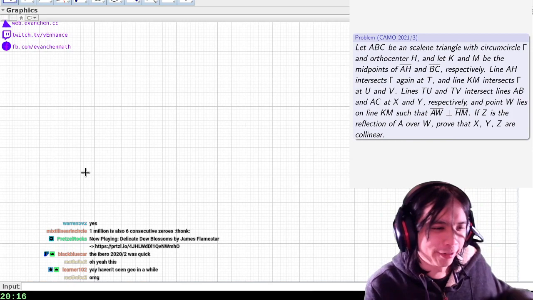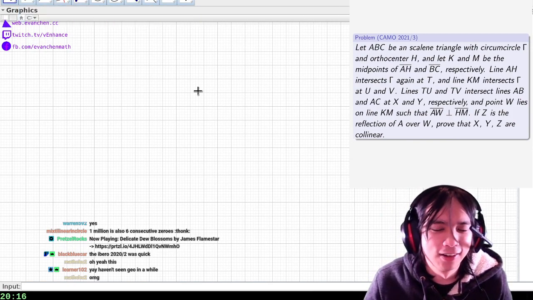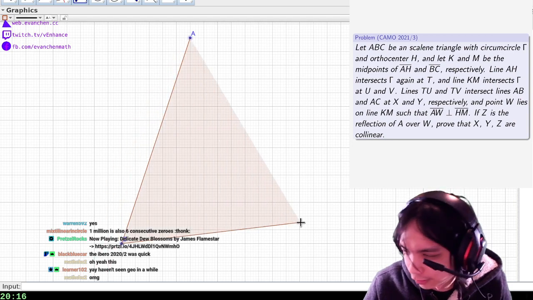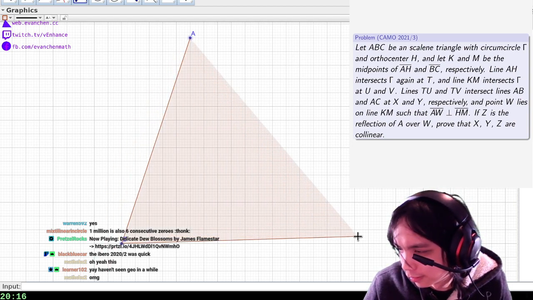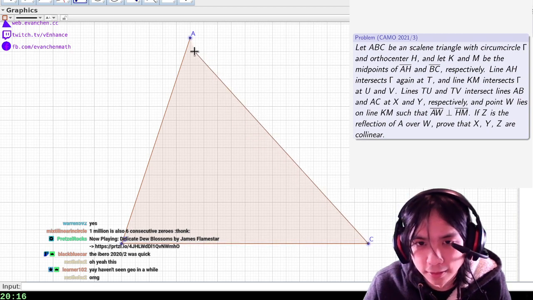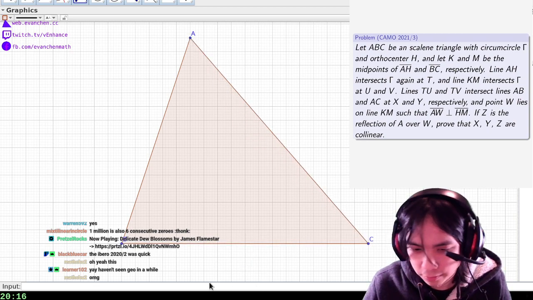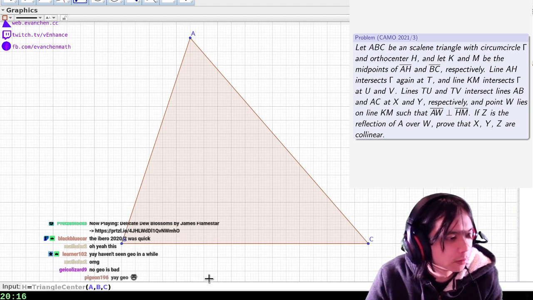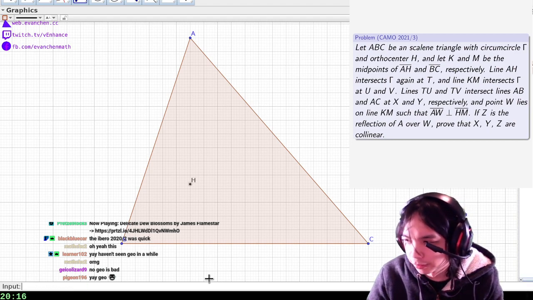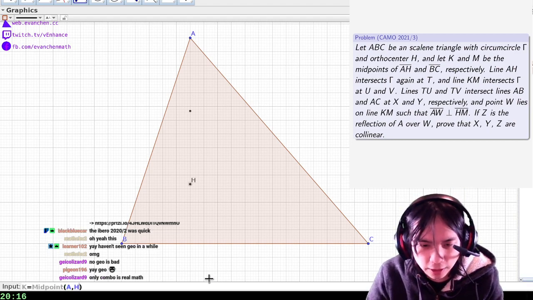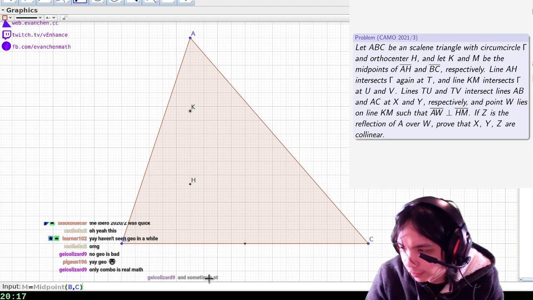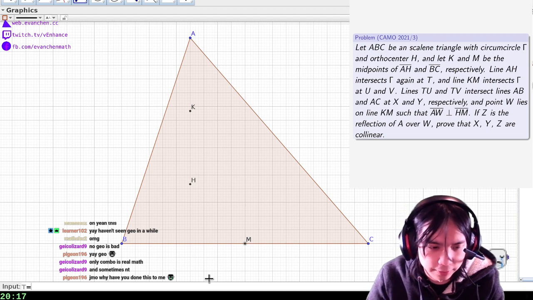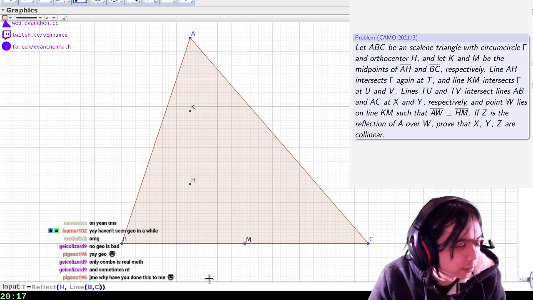Okay, Triangle Geo is back. All right, so let's see. A, B, C. So H is the orthocenter, K is the midpoint of AH, M is the midpoint of BC. Line AH intersects the circumcircle again at T, so T is the reflection of H across line BC.